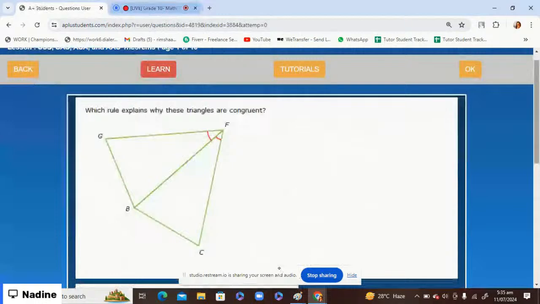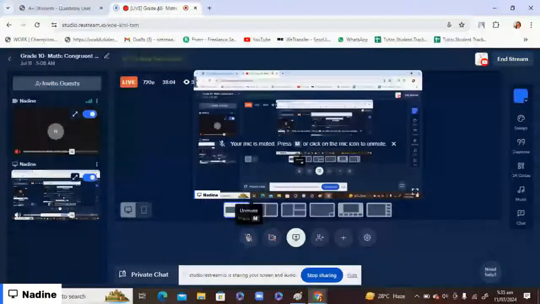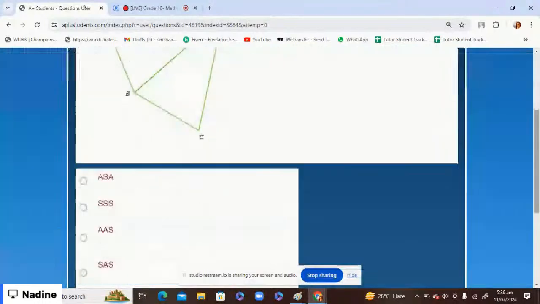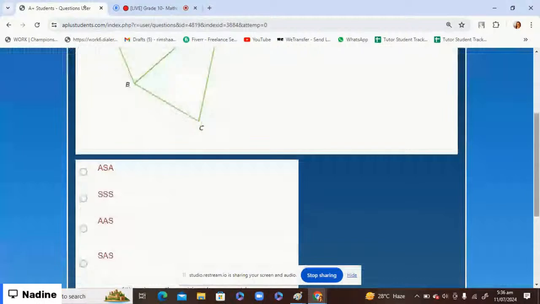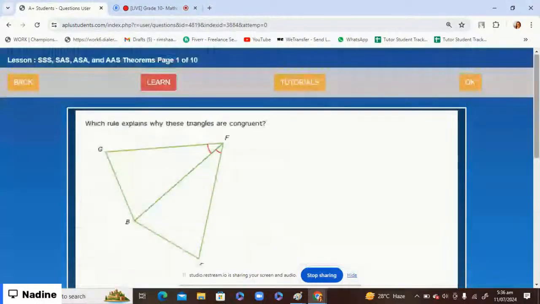Okay, let me check my mic, wait. So everything is okay. Which rule explains why these triangles are congruent? Look here at the angles, there are two angles here only, so it means these angles are the same. So one angle is involved, and is there any side involved here? You can check it out.